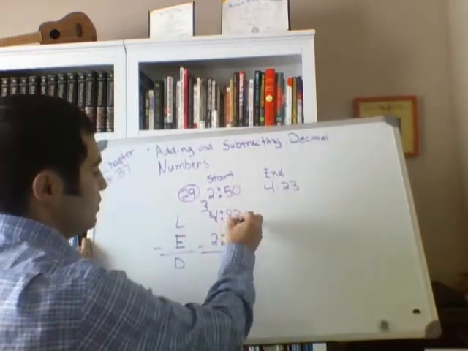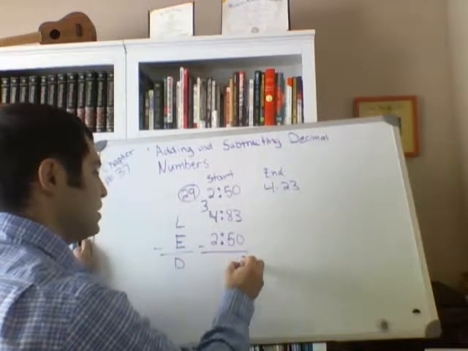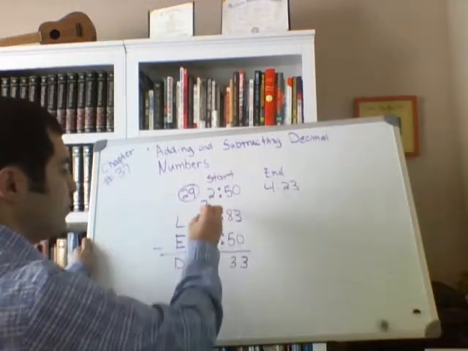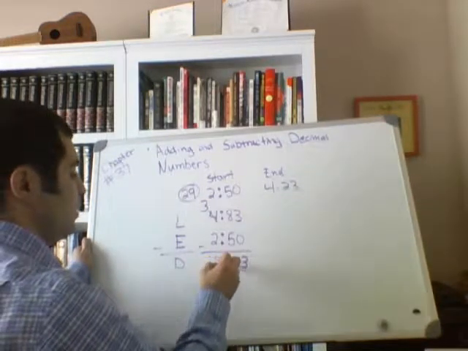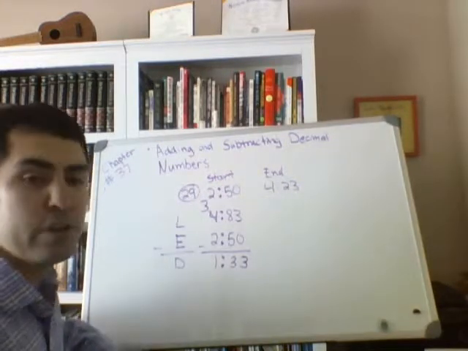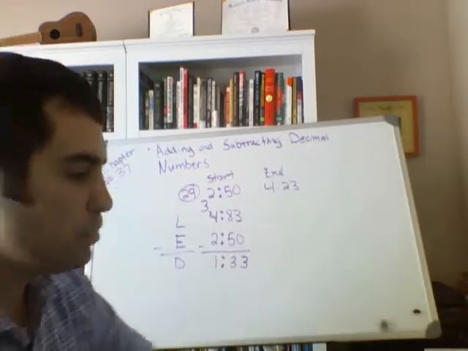Okay? So we're going to subtract this now. 83 minus 50. 3 minus 0 is 3. 8 minus 5 is 3, so that's going to be 33. And 3 minus 2 is 1. So the difference between the start and end times is an hour and 33 minutes. Alright, so the movie, that's how long the movie is. Pretty good length for a movie.